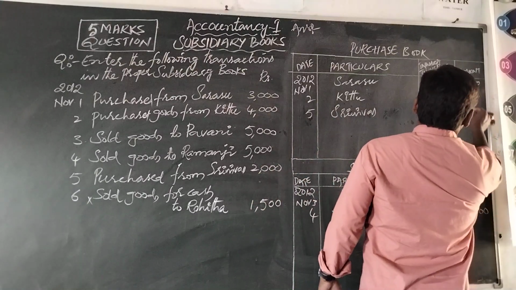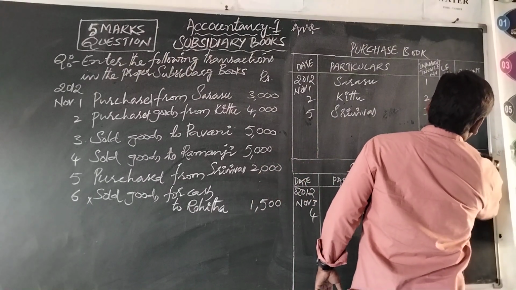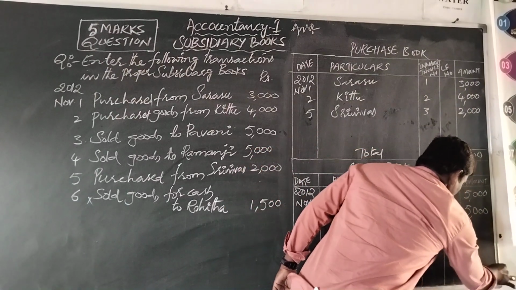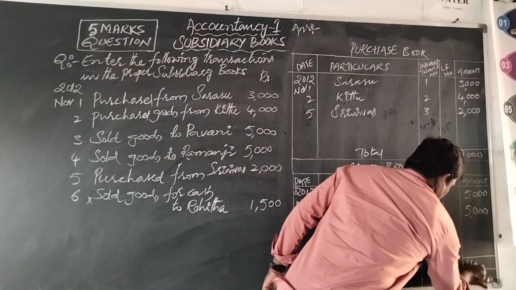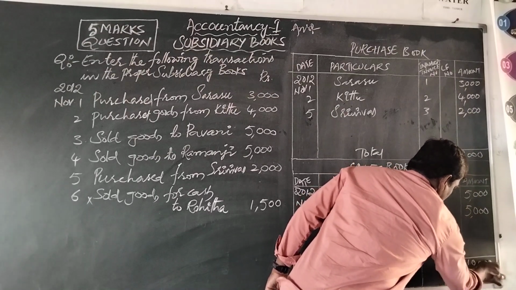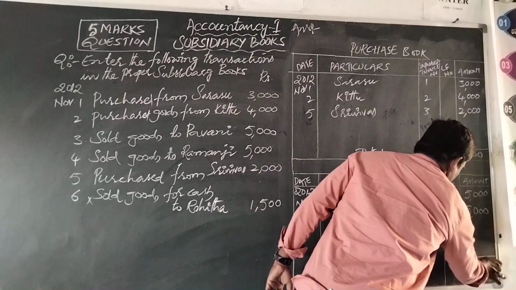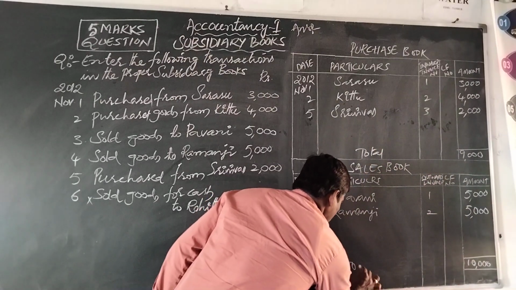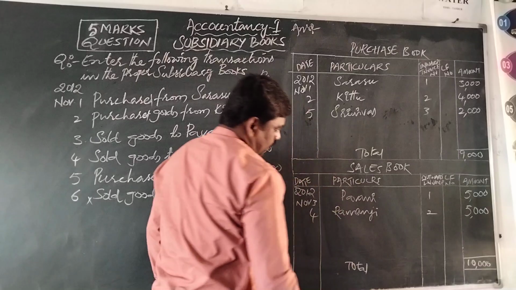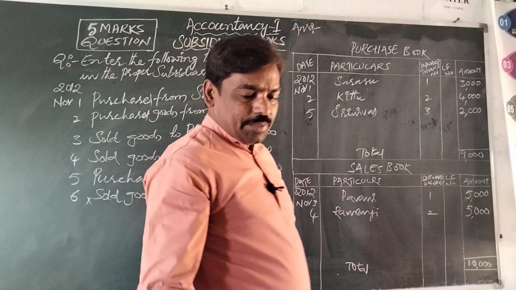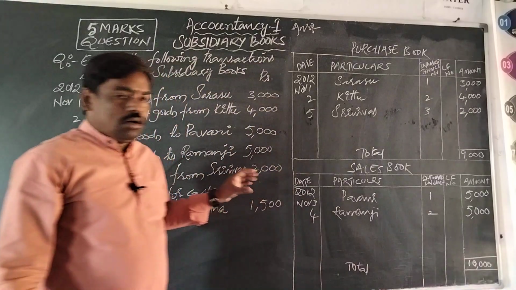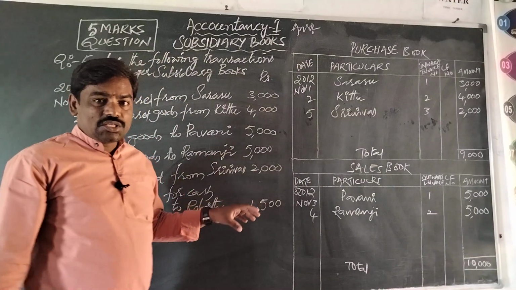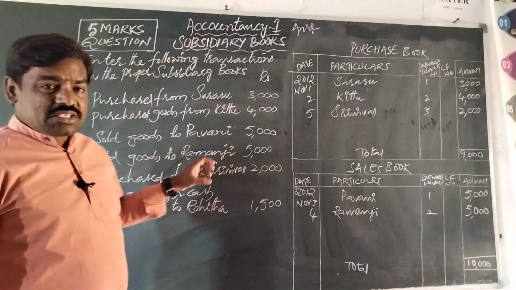Here the total is 9,000 rupees, and here the total is 10,000 rupees. You write here total. So in this way we need to prepare the required subsidiary books that we are asked in the annual examination, when the problem is given for 5 marks.